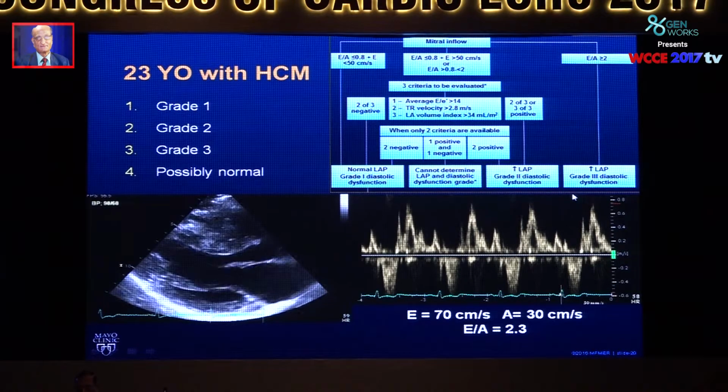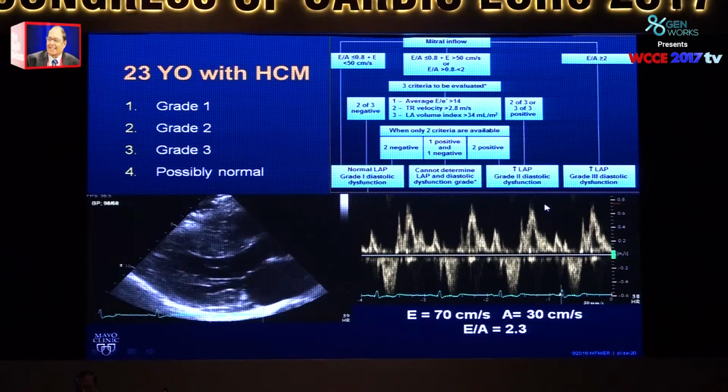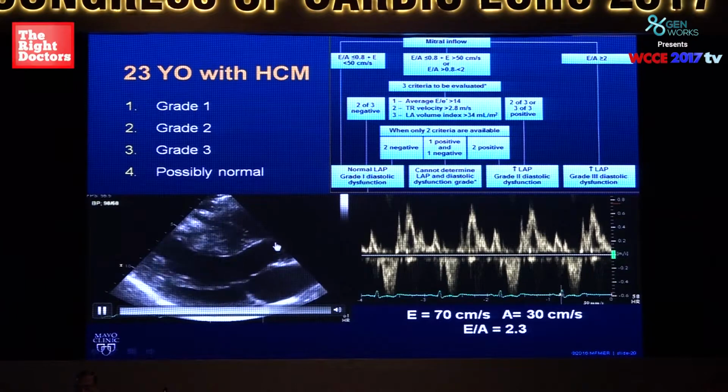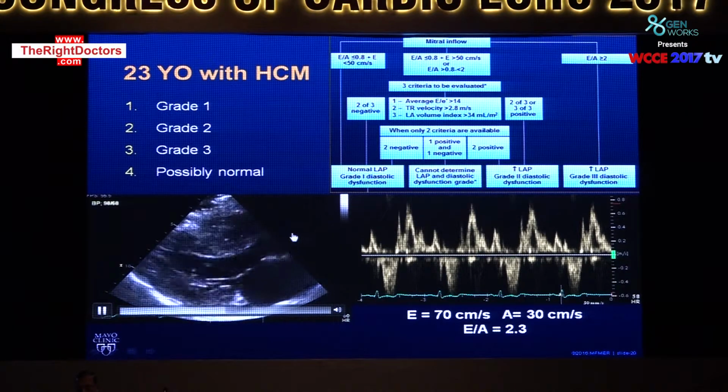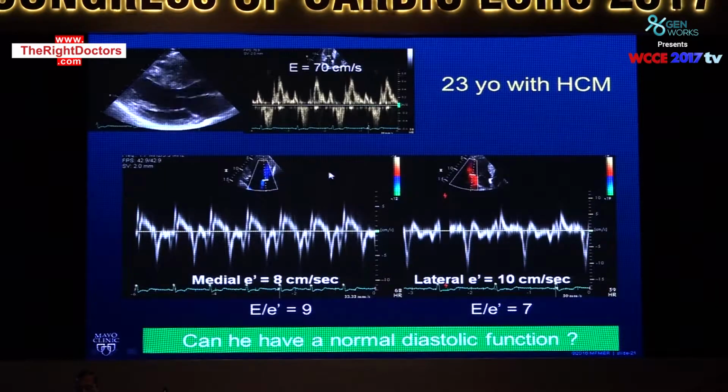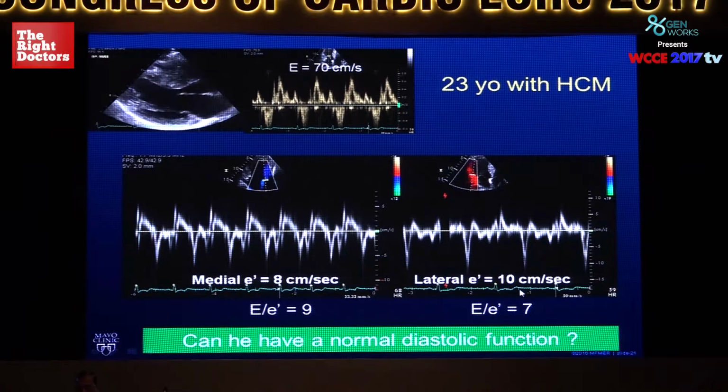But that's not always true, because a 23-year-old with hypertrophy, even with thick walls like that, may have a normal relaxation, right? So you have to always go to the tissue velocity of the E prime, and E prime is 8 centimeters per second, and the lateral is 10 centimeters per second. For this 23-year-old, those E prime velocities are reduced, but still not bad enough to cause trouble with the diastolic filling, because the E/E prime ratio is 9, and E/E prime ratio lateral is 7.